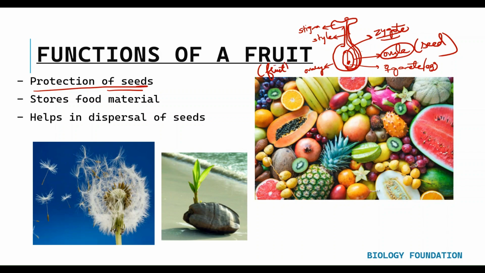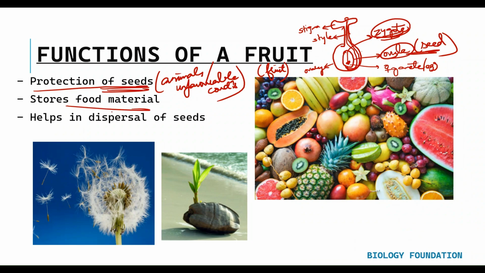Fruit. Try to understand, inside the fruit who is present? Seed is present. Inside seed, who is present? Zygote. Zygote must be protected because it develops into the sapling or seedling or the future plant. So seeds must be protected, and who is actually protecting the seed? Fruit. And protecting from whom? From animals, or from unfavorable conditions. Clear?